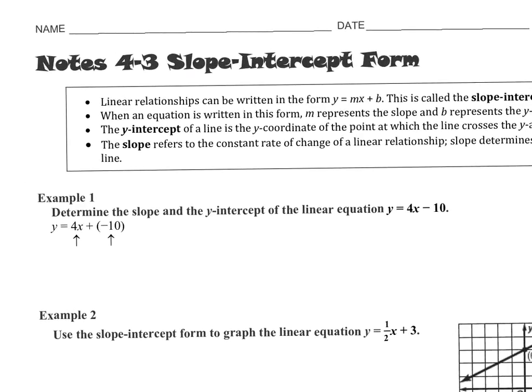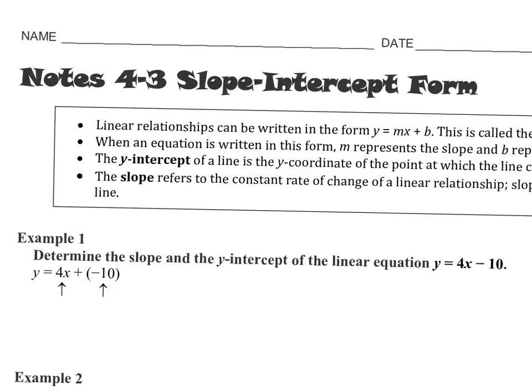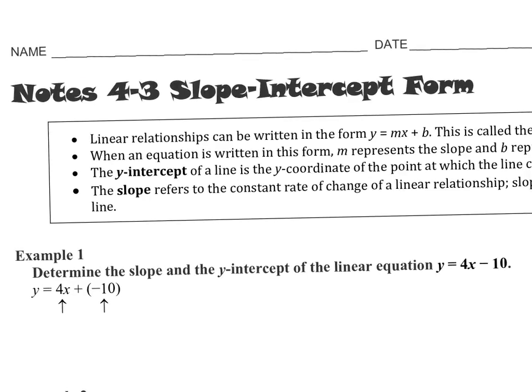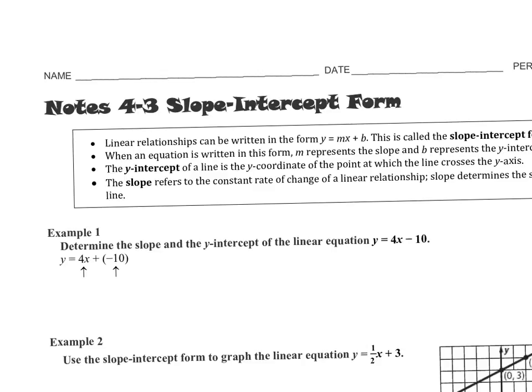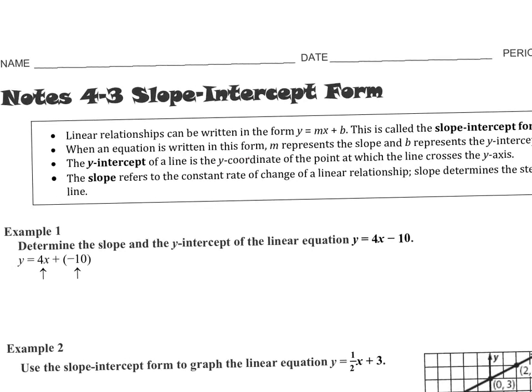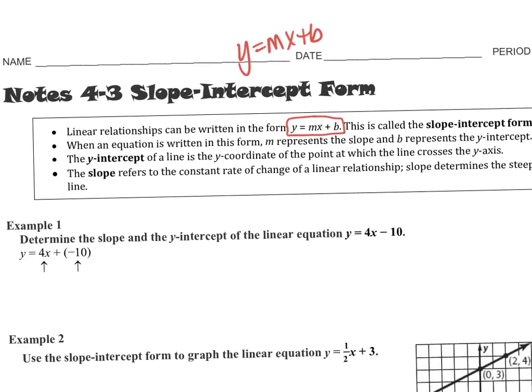Okay, so slope-intercept form. Yesterday they gave you those equations, y equals something x plus something else. Well, that was slope-intercept form. You just didn't know what it was called. Linear relationships can be written in the form y equals mx plus b. That's what we saw yesterday, and it's called slope-intercept form.